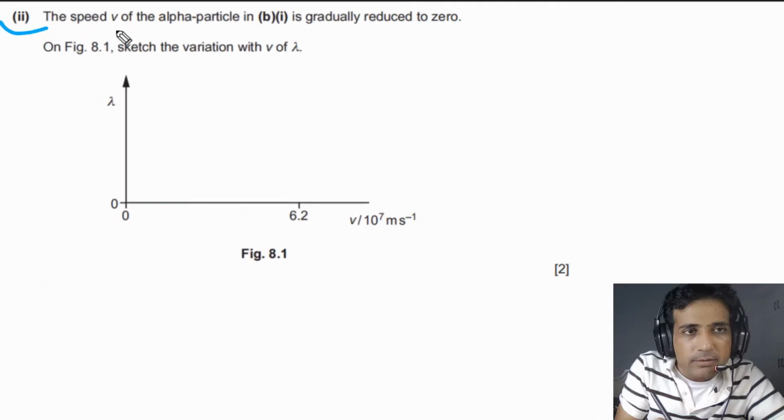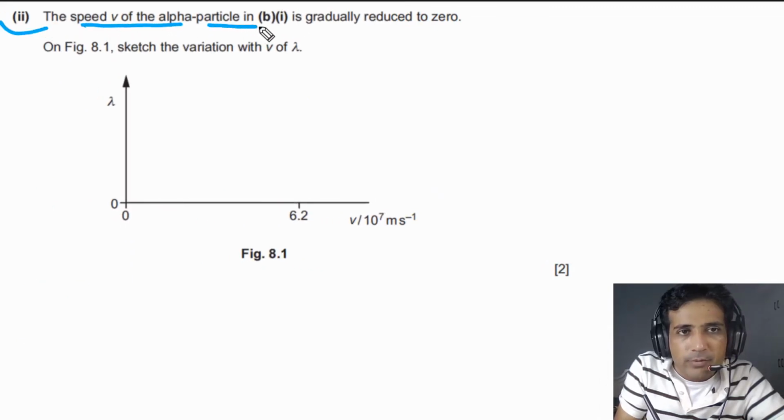For the second part, it is given to us that the speed v of the alpha particle in B1 is gradually reduced to 0.